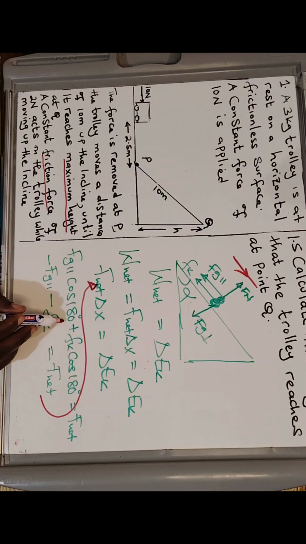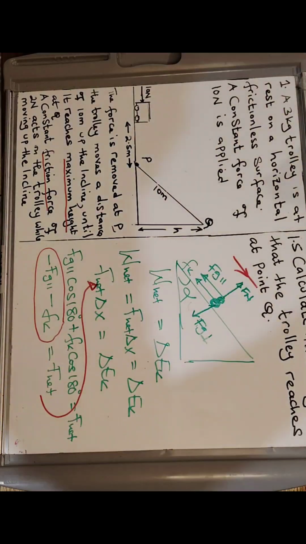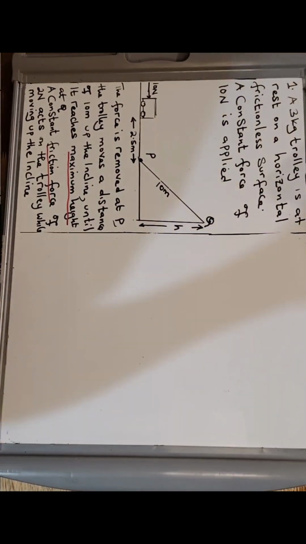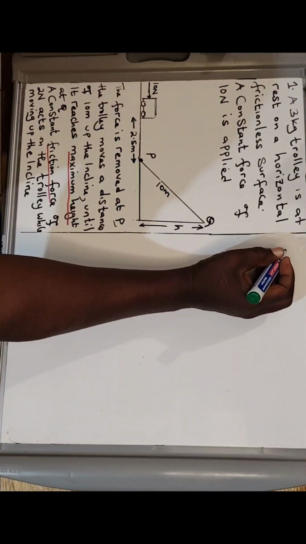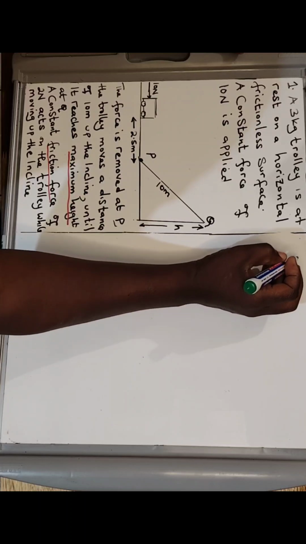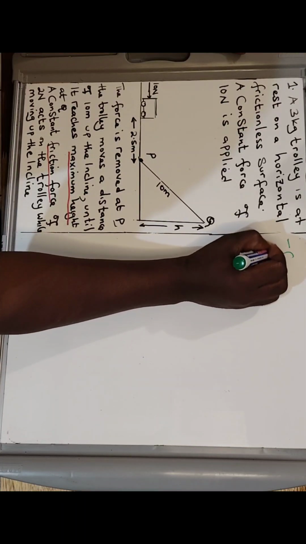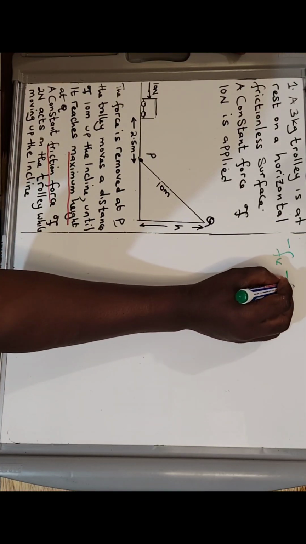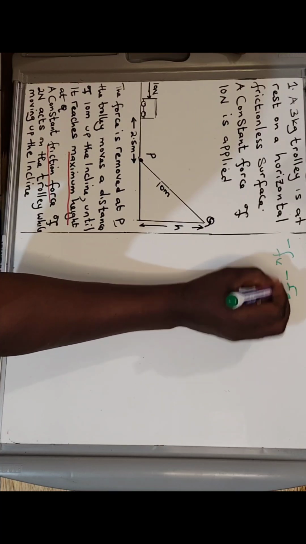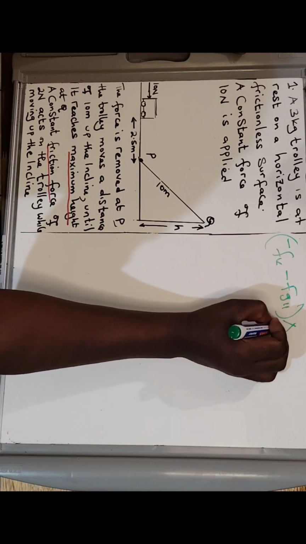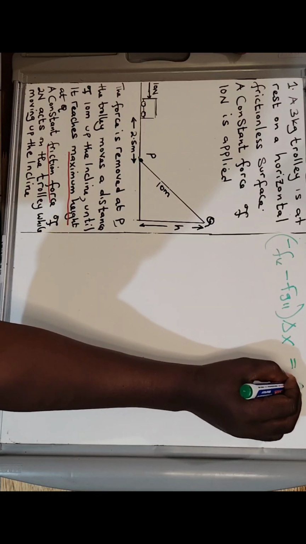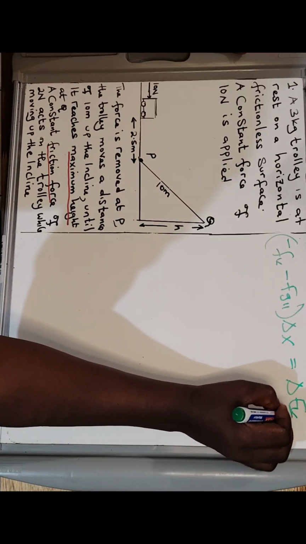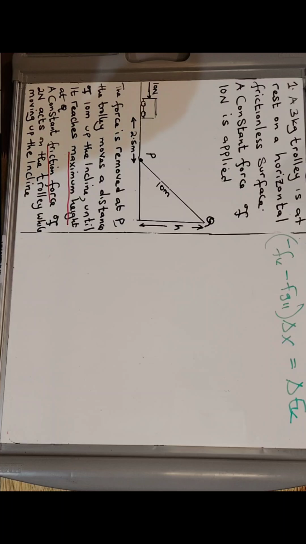And when we substitute, because this is our F net now, which we are going to substitute there, as we are going to see as we proceed. Now, after substitution, we are going to come up with this. We are going to have negative Fk minus Fg parallel into delta X is equal to delta Ek. That's where we are now.